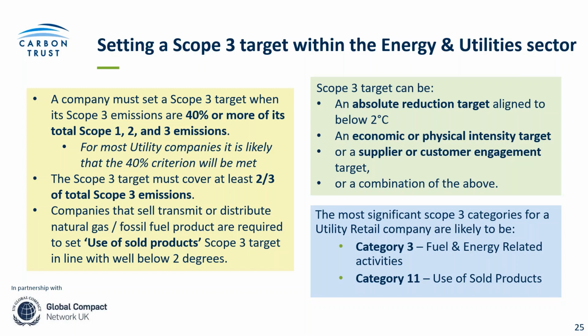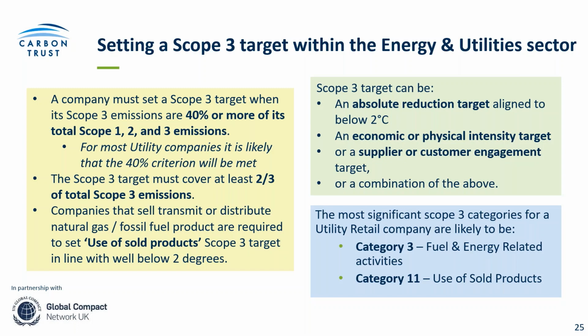And then, again, some specific guidance for companies in certain sectors within the energy utility sector. So for companies that sell, transmit, or distribute natural gas, they are required to set use of sold products scope 3 targets in line with a well below 2 degrees pathway. So there's a specific requirement there. If you're an energy retailer, it's likely that your main impacts in terms of scope 3 will be category 3, fuel and energy related activities, and category 11, use of sold products. Again, that's based on some of the projects that we've delivered over the last year or two.